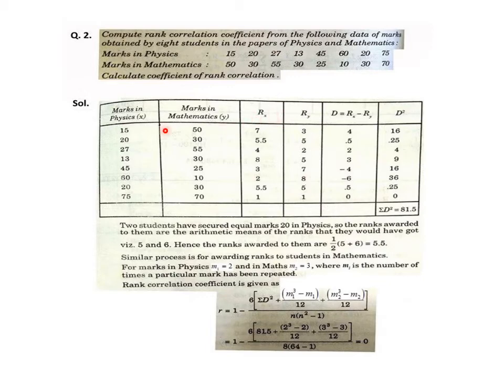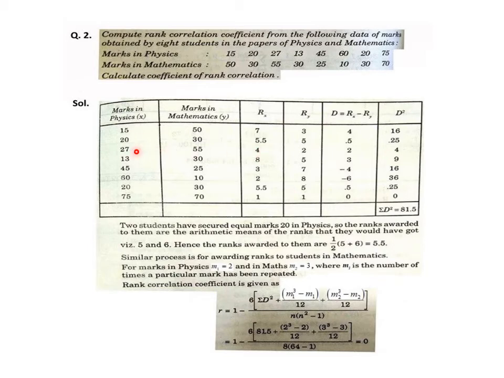Rx, how can we create it? Let us see the top score. The top score is 75, so it is ranked 1 in physics. Rx is the rank of physics because x is the score of physics, so 75 is ranked 1. Then 60 is the next score, so ranked 2. Then 45 ranked 3. Then which is the next value? It is 27, so it's ranked 4th.